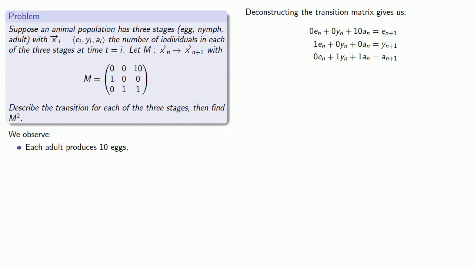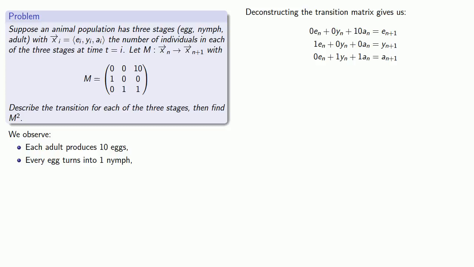Our second line tells us the number of nymphs at time n plus 1 is 1 times the number of eggs at time n, plus 0 times the number of nymphs at time n, plus 0 times the number of adults at time n. And we can read that as every egg turns into 1 nymph.